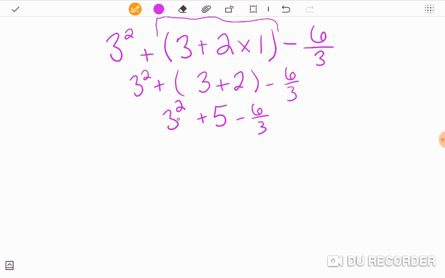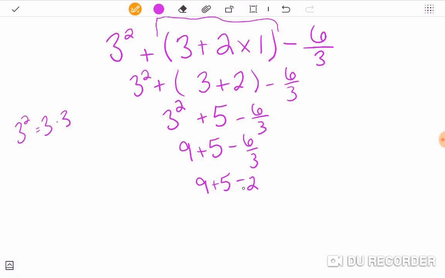3 squared is the same thing as saying I need to multiply 3 by itself 2 times. So there are 2 3's. 3 times 3 is 9. You bring everything else down. All right, so do we have parentheses? No. Do we have exponents? No. Do we have multiplication? No. Do we have division? Yes. We do have division. So 6 divided by 3, 2. So 9 plus 5 minus 2.